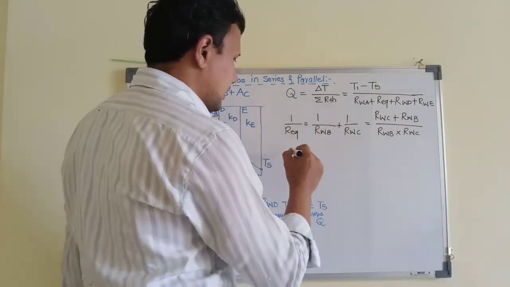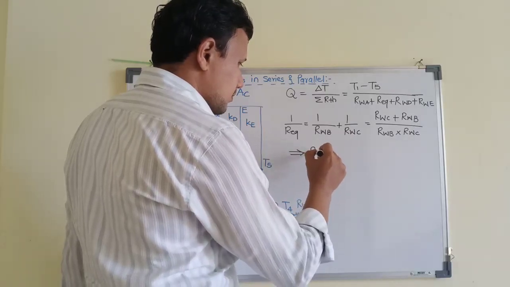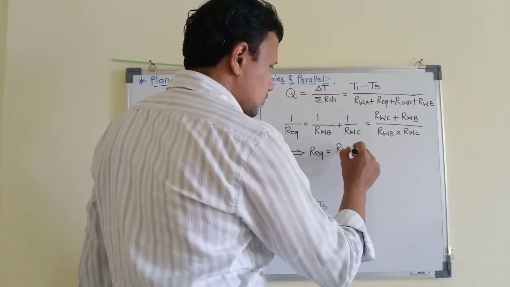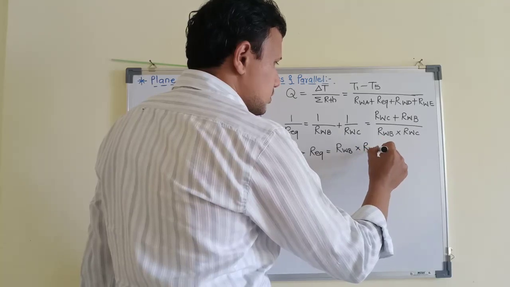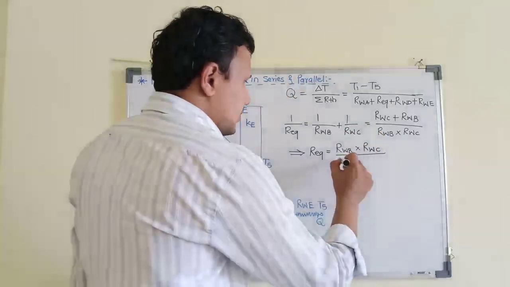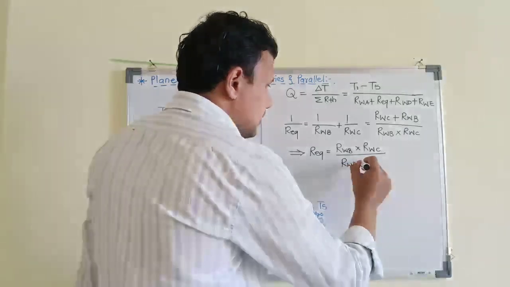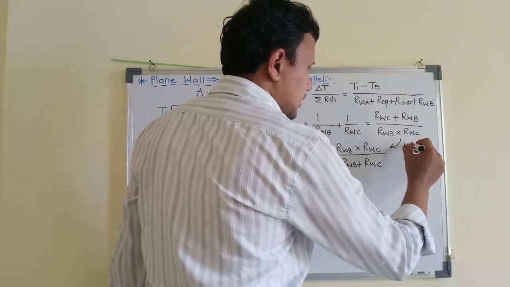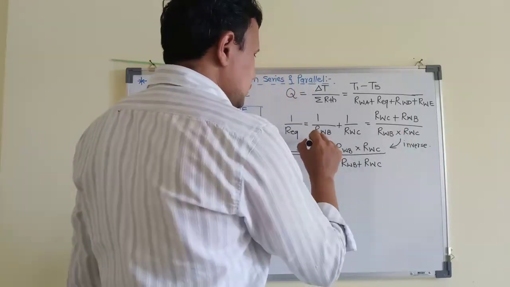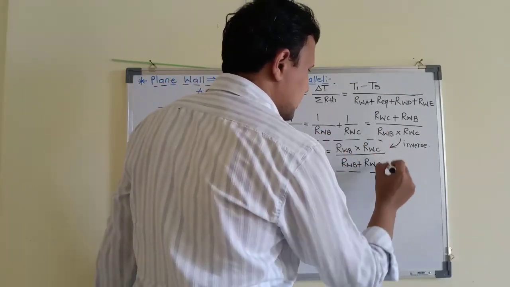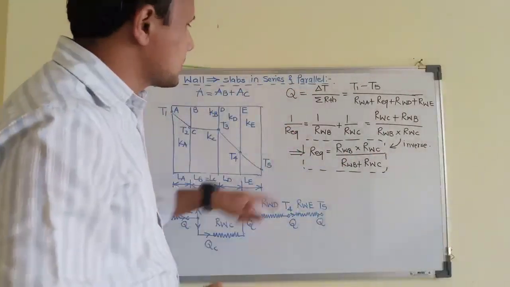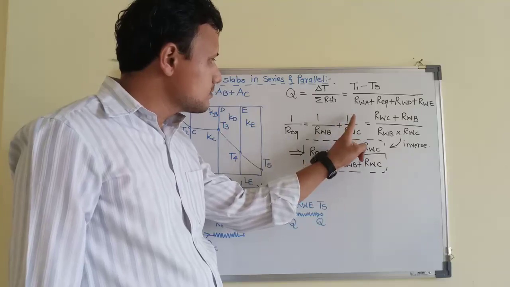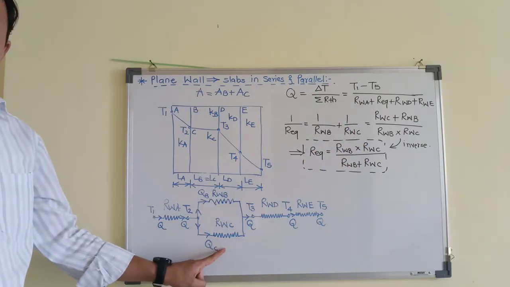We are interested in R equivalent. So R equivalent is equal to the inverse of this. It is equal to the resistance of wall of material B and resistance of wall of material C divided by the resistance of wall material B plus resistance of wall material C, simply the inverse of this entire quantity. So this will be the formulation for equivalent thermal resistance. Remember, we started from a very simple step: 1 upon R equivalent is equal to 1 upon the first thermal resistance plus 1 upon the second thermal resistance, which are in parallel with each other.